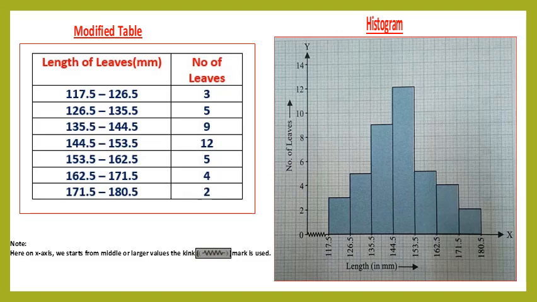The second class interval from 126.5 to 135.5, the height is 5. So the rectangle is formed as per the data. Then we can form the remaining rectangles as per the given class intervals with the respective heights. We get the histogram as given in the figure. Here on x-axis we start from the middle values or larger values. A kink mark is used near the origin.